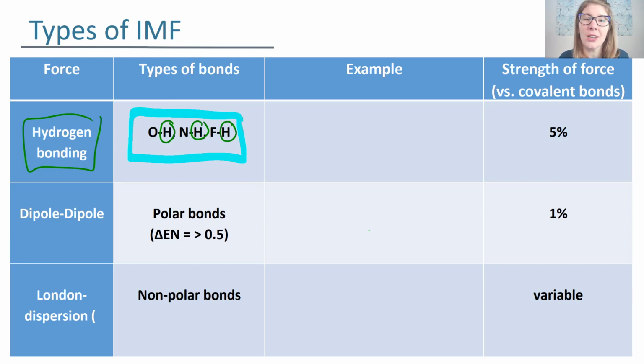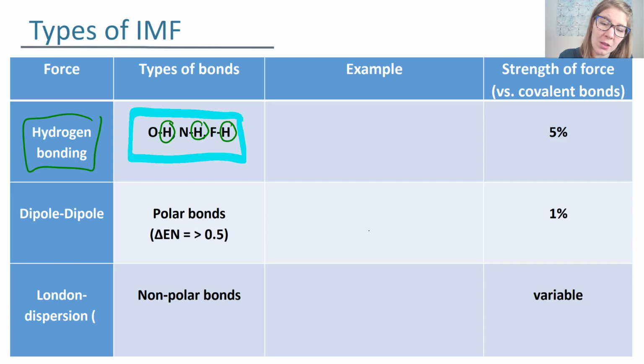Biggest misconception here, it's not actually a bond. It's not a covalent bond. It's not an ionic bond. It's not within a molecule. It's between two molecules. And it happens because hydrogen is so weakly electronegative, whereas oxygen, nitrogen, and fluorine are your three most electronegative elements on the periodic table.